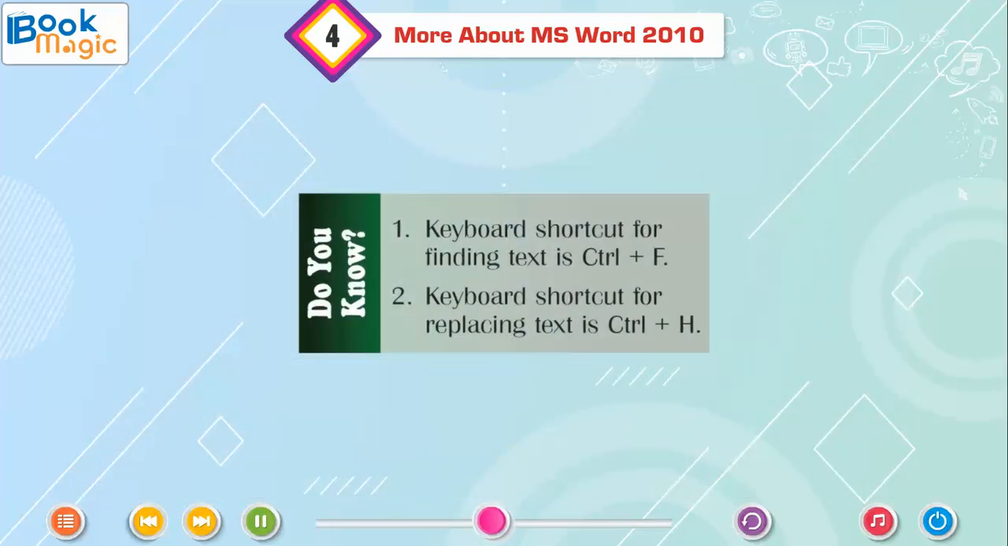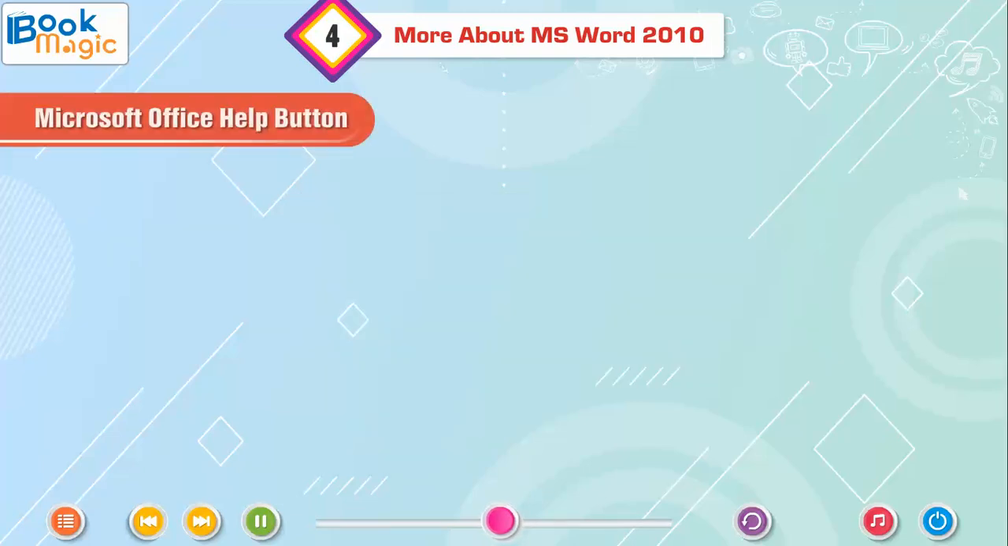Do you know? 1. Keyboard shortcut for finding text is Ctrl+F. 2. Keyboard shortcut for replacing text is Ctrl+H.